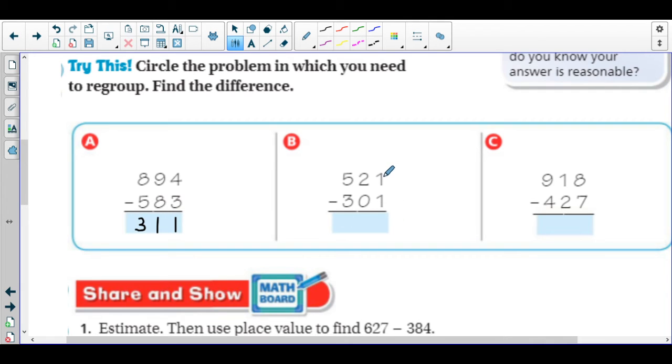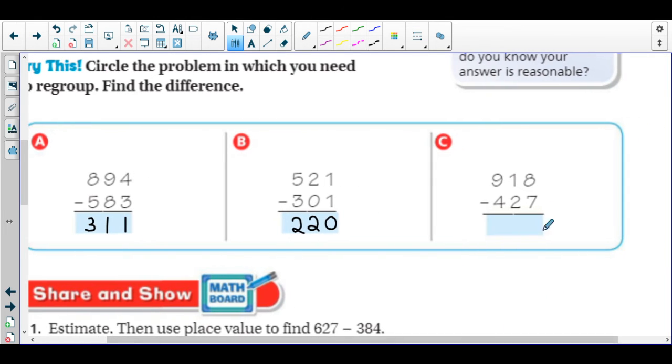All right, right here, is 1 greater than 1? Well, you know, they're the same. Can I take 1 from 1? Yes, I can. I'm going to get 0. Can I take 0 from 2? Yes, that's going to be 2. And can I take 3 from 5? Yes, I can. That's going to be 2.